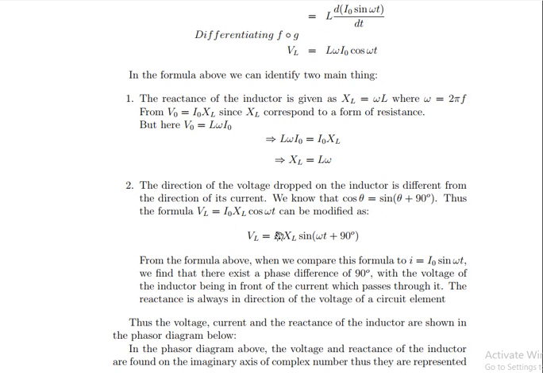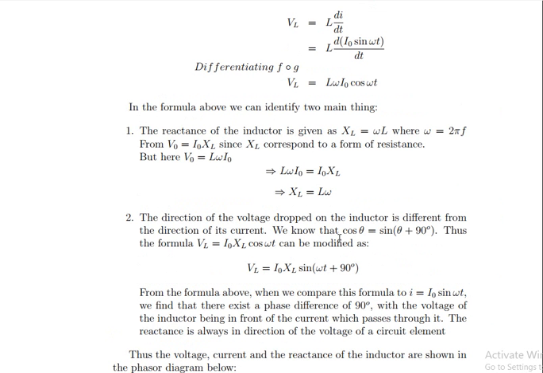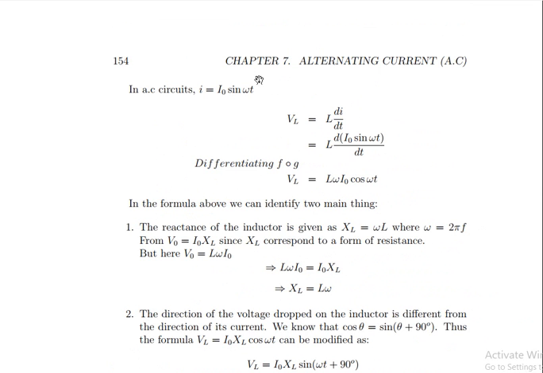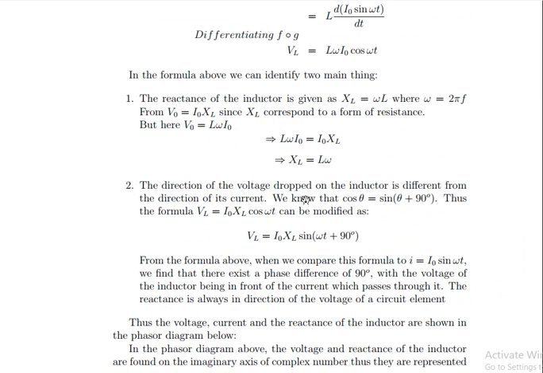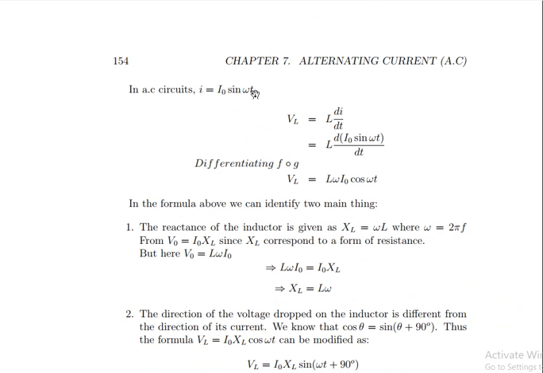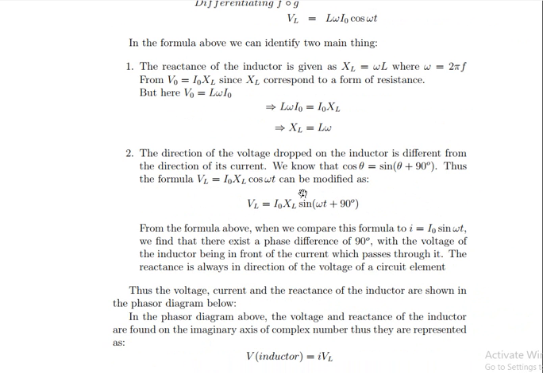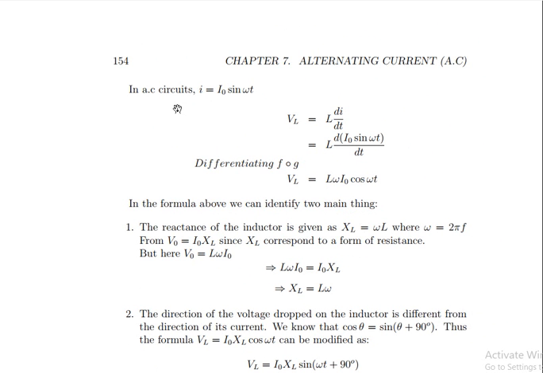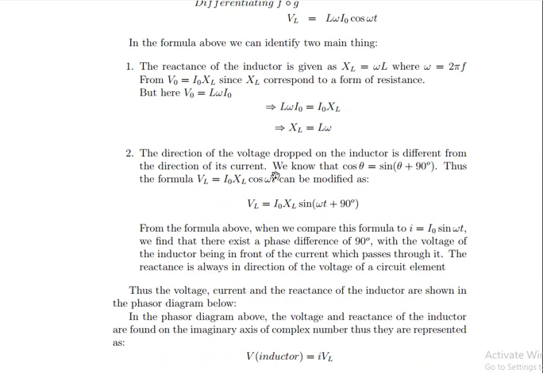We're going to have VL is equal to I0 XL sine of omega t plus 90 degrees. Since it's sine of omega t plus 90 degrees, we realize that the voltage of the inductor is going to be in front of the current of the inductor by 90 degrees. So here you have a plus 90 degrees, while here there is no 90 degrees. It implies that the voltage on the inductor is going to be in front of the current on the inductor by 90 degrees.